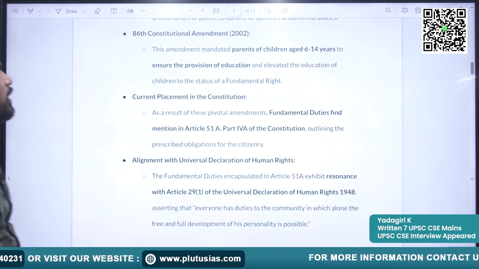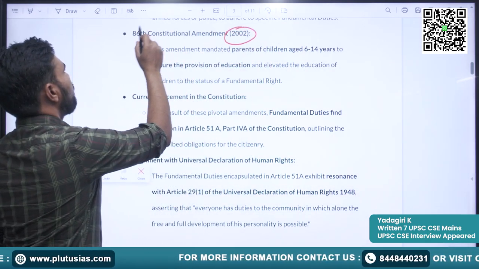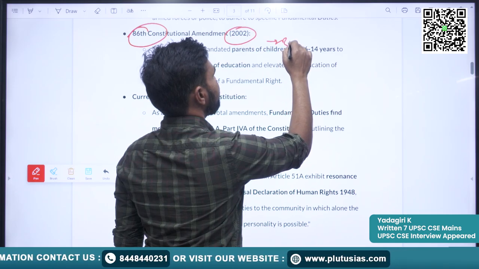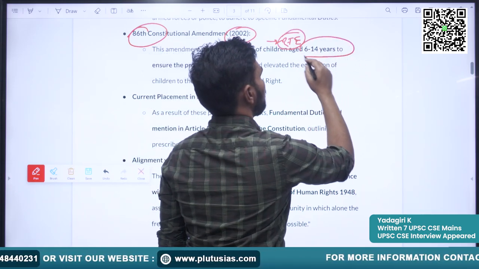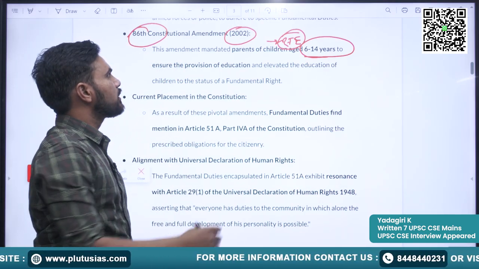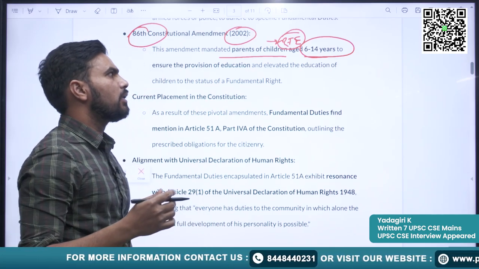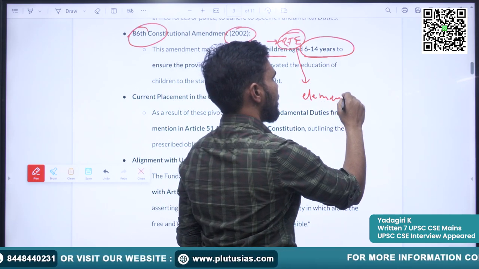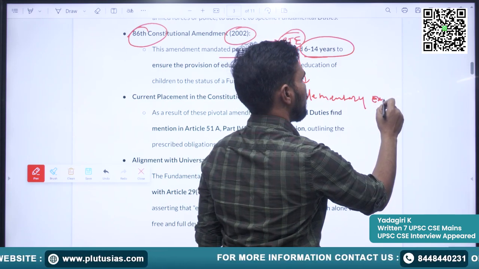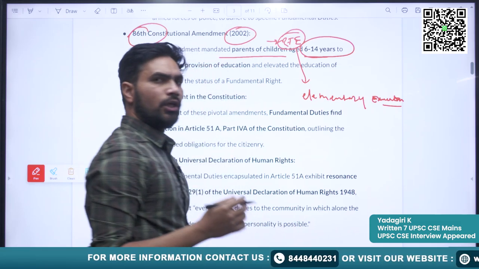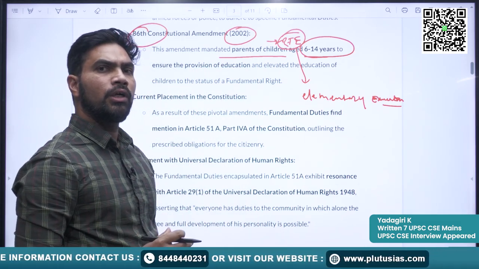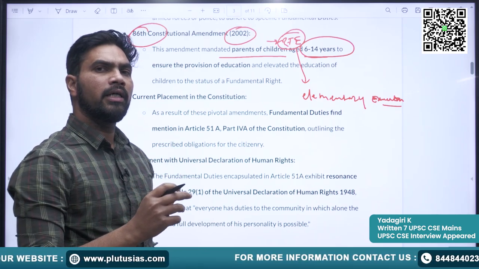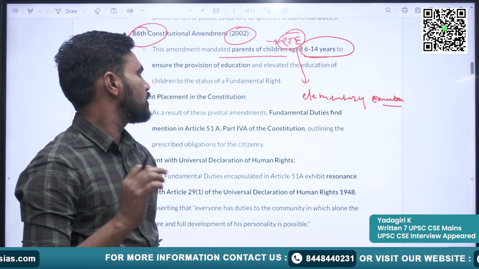Right. Similarly, one fundamental duty was added in 2002 by the 86th Constitutional Amendment Act, related to the right to education for children between the ages of 6 and 14 years. This fundamental duty encompasses the parents or guardians of the children to provide elementary education. It is the duty of the parents or guardians to ensure that the child is provided elementary education. So this has been made a duty upon the parents or guardians.